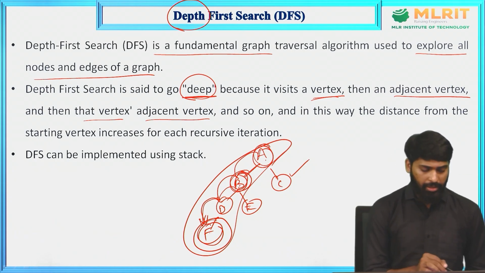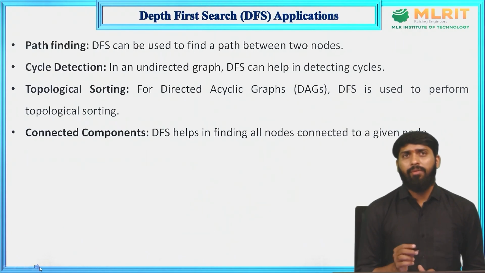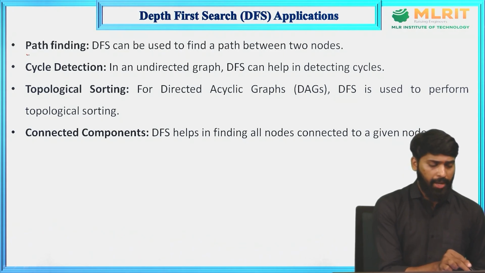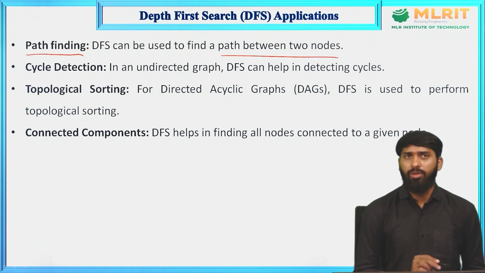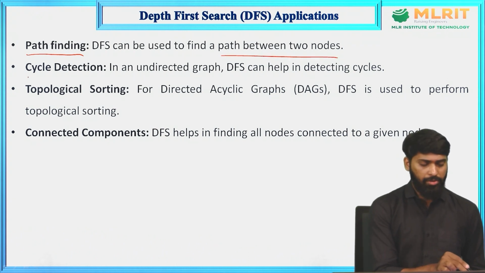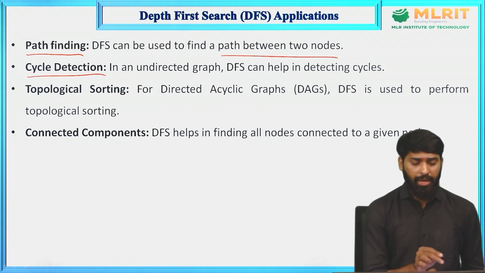In this DFS we use a stack. DFS can be implemented using a stack. Traversing algorithms, DFS and BFS, we use to find a path. So DFS can be used to find a path between 2 nodes, and we use these algorithms to find if the graph contains any cycles. Cycle detection.